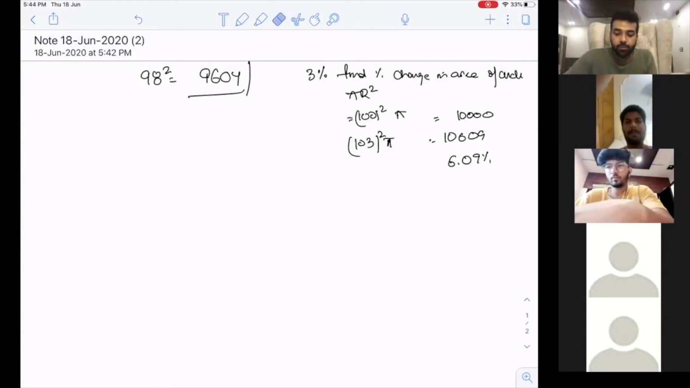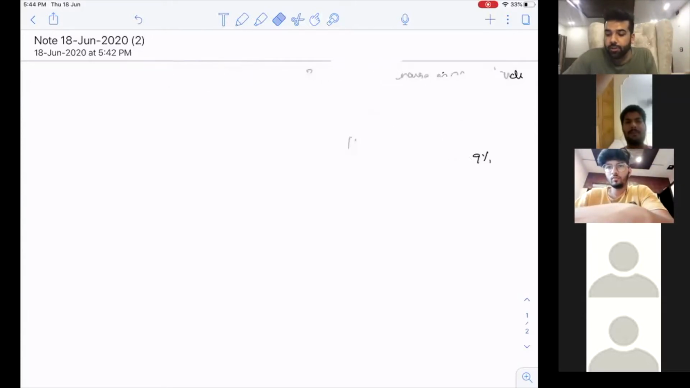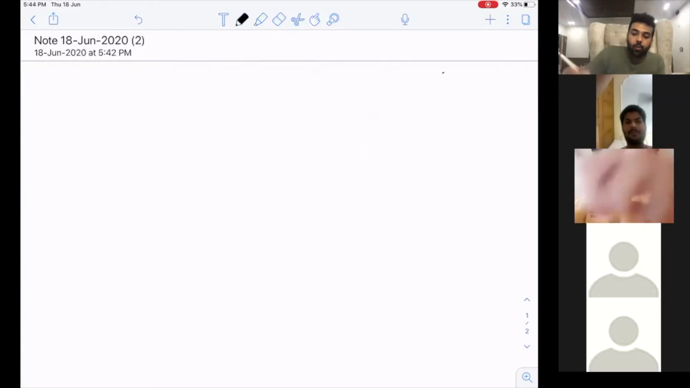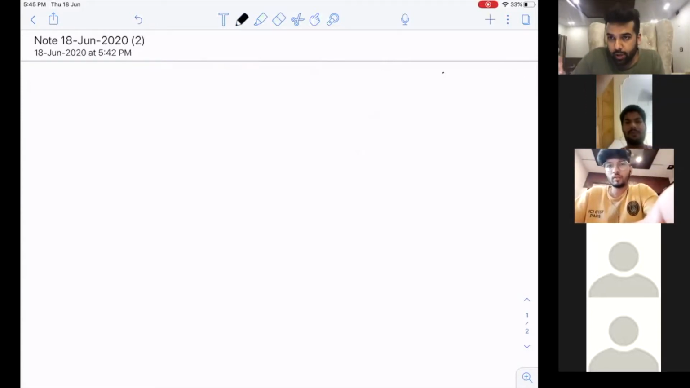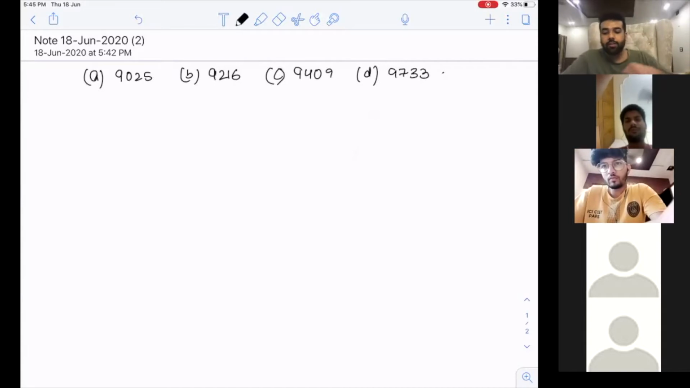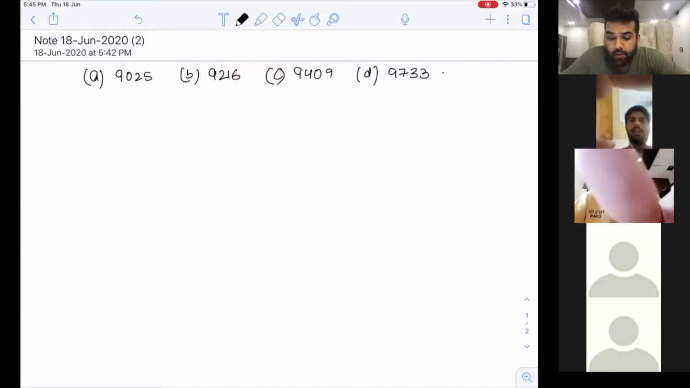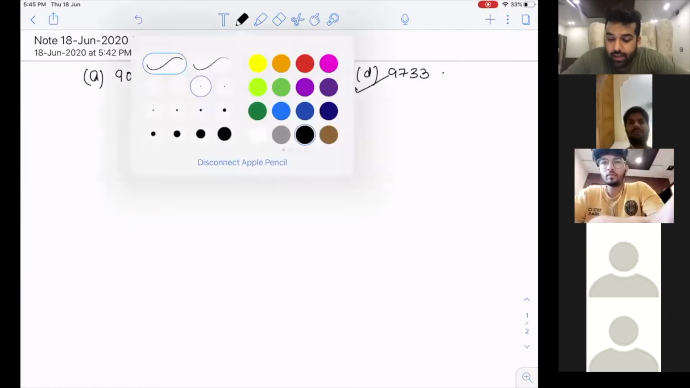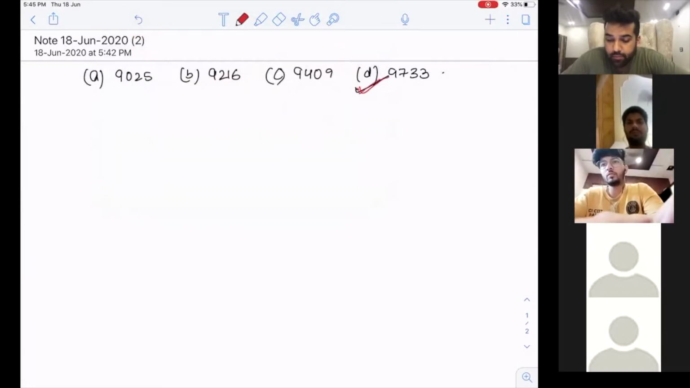Now let me rub this off and start with the basic things. The first basic thing I ask you: which out of these numbers is not a perfect square? Anyone? Any guesses? Quickly. D, 9733, D. Okay, everybody says D. Why is D the answer? Because sir, it ends with 3.